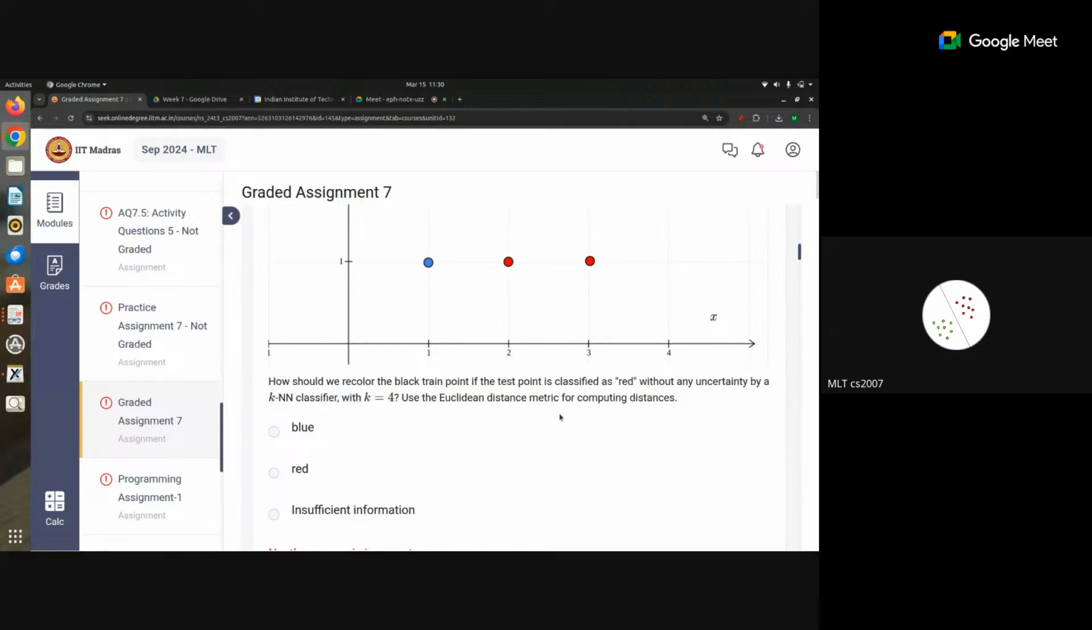How should we recolor it? Now the point is black? I have missed that part of the question. Yes, sir.